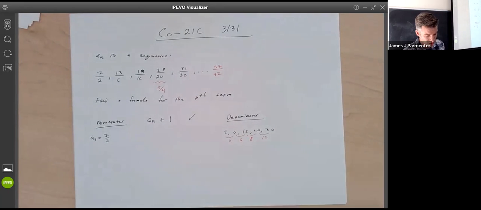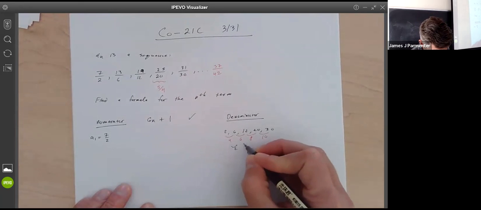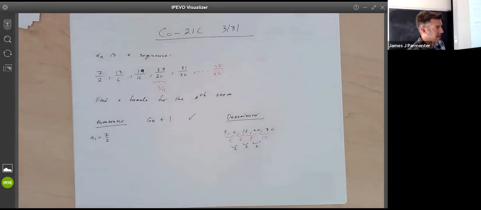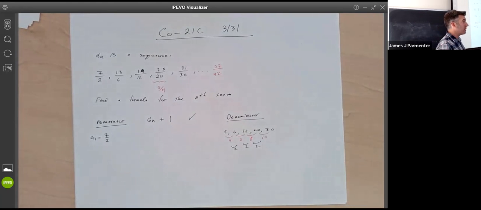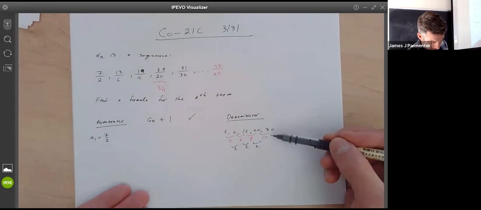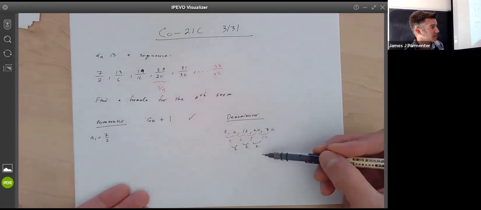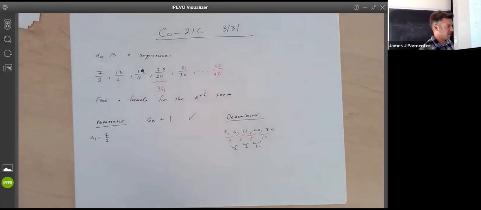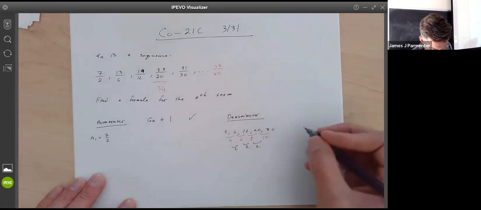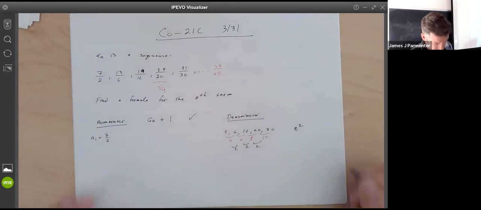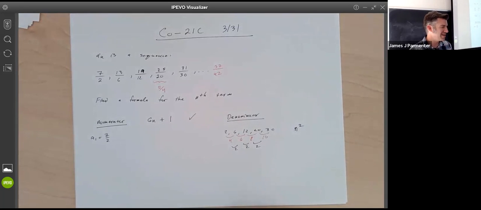So what do we do? Well, I'm going to go back to that thing where I said, if you get to a place where the differences are all constant, it's kind of like you took the derivative that many times and got constants, meaning my second derivative is a constant, which means I'm probably coming from a second degree polynomial. So these numbers are probably coming from something like n squared. Now it's not exactly right.